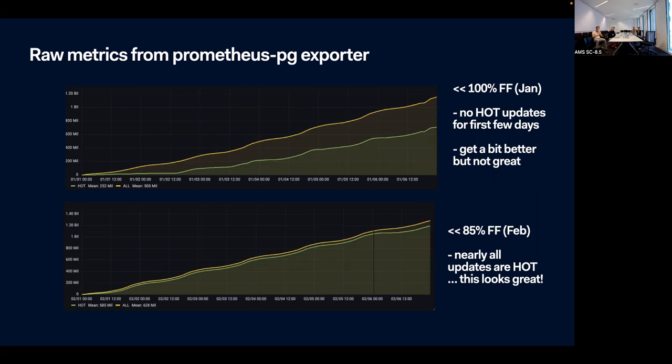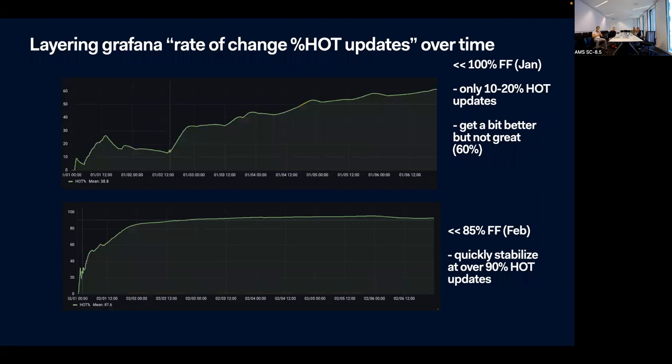Now the next slide is similar, but we're just looking at the percentage of hot updates, which makes it a little easier to see. In January, it starts off at 0, and in the first couple of days it's going between 10, 20, 30%. And it slowly creeps up to 40, 50, 60%.